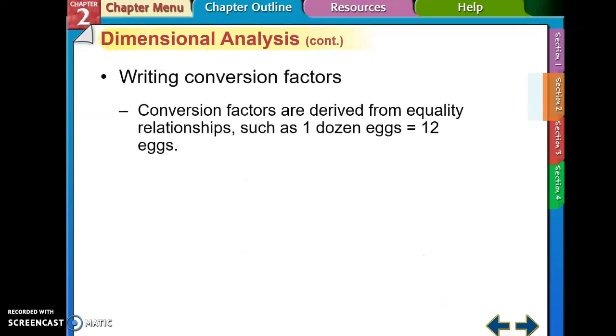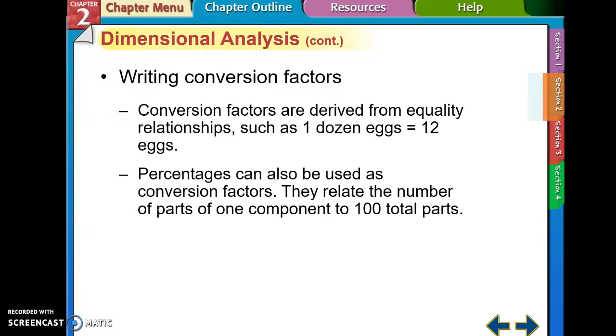So, when we are writing these conversion factors, we know they are derived from equality relationships. So, a dozen eggs is 12 eggs. Percentages can also be used as conversion factors. They relate the number of parts of one component to 100 total parts. So, if you have a 97% average, what that means as a conversion would be 97 over 100.